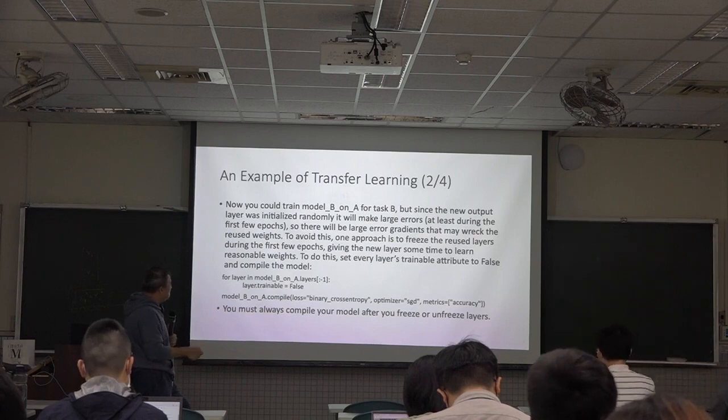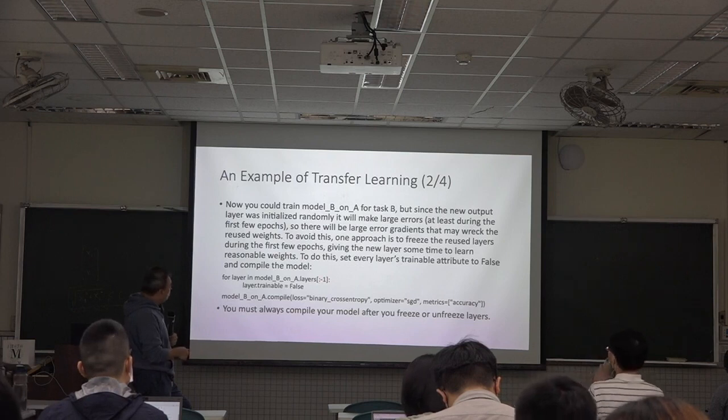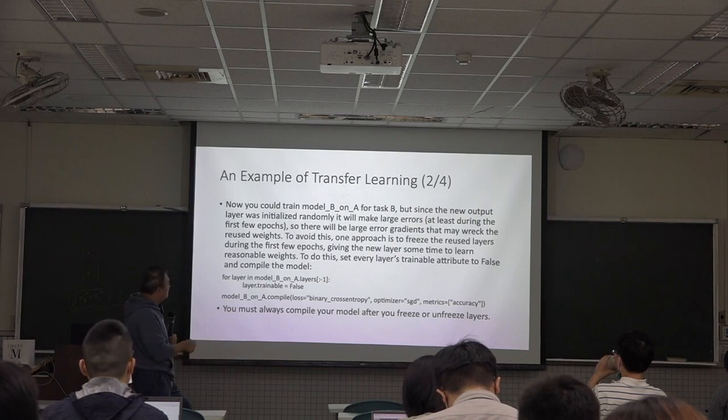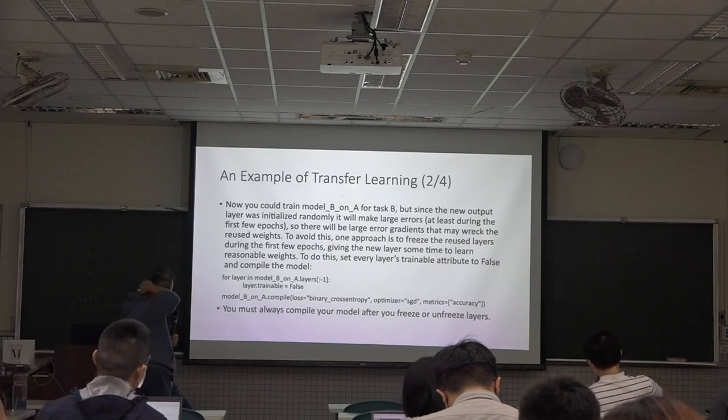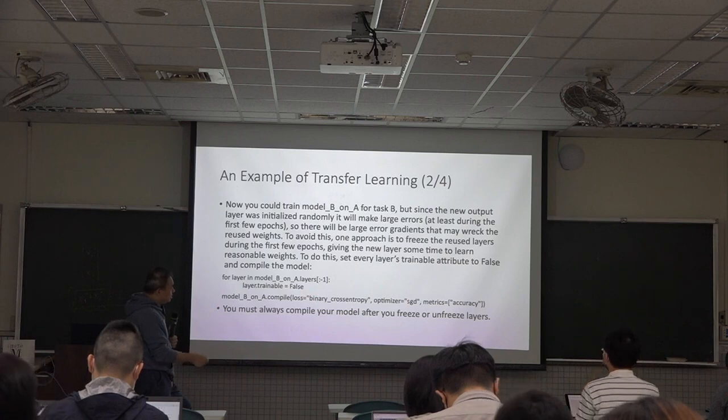So how do we freeze the layers? Here is the way. For layer in model_B_on_A.layers, except the final output layer, we set layer.trainable to False. This ensures every layer is frozen except the output layer. Then you need to compile model B on A: loss is binary cross-entropy, optimizer is SGD, metrics is accuracy.